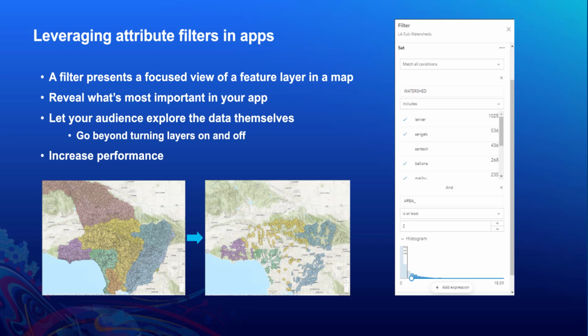You can also increase performance. Say you have a feature layer that has a lot of features and sometimes may take some time to load or draw within your app. Applying attribute filters to the data can help increase this performance.